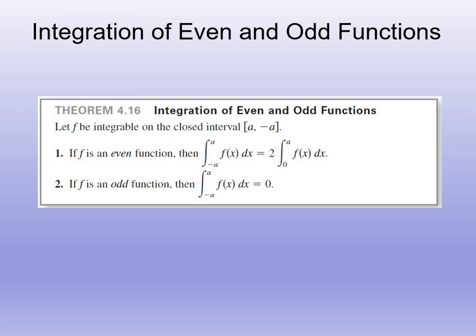So how can we do that? We can rewrite an even function as 2 times the integral from 0 to a of f of x dx. So that's how we'll do it if we have an even function. If we have an odd function, they cancel each other out and we get 0. So we don't have to do all the integration. We just have to check and see if the function's even or odd, and then apply this theorem to our integrands.